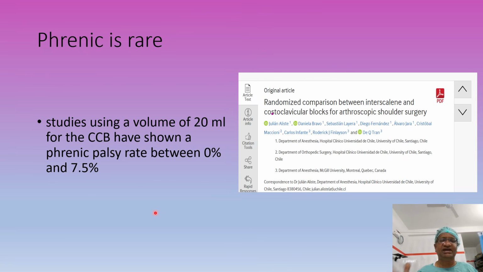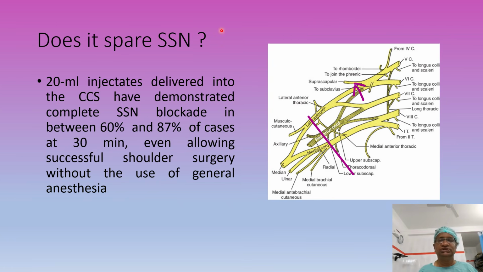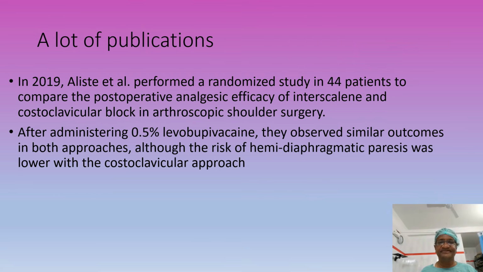Phrenic palsy is extremely rare, maybe around 0 to 7% if you use a volume of 20 ml. So yes, there's a sparing. There is a lot of confusion because it spares the suprascapular nerve. Shoulder surgery is difficult to do. Yes, in 87% of cases it occurs at 30 minutes. This is where we give and the suprascapular comes here. Now at the cord level we give and suprascapular comes here. That is for shoulder surgeries.